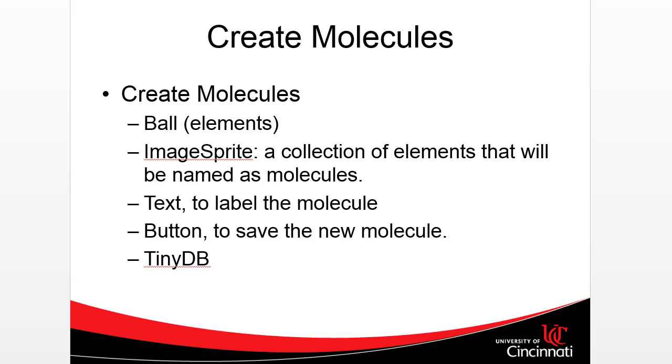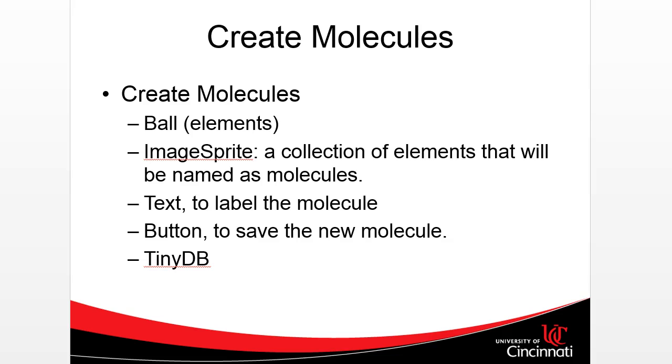Well, we'll use our existing user interface. We're going to use those balls, or the elements. Then we're going to add an image sprite. A ball is a type of image sprite that just happens to be a circle. But we can make our own image sprites out of our own images. And we're going to add one that is basically a box or a rectangle. Essentially, when we drag the balls into the box or the rectangle, that's then going to register them.